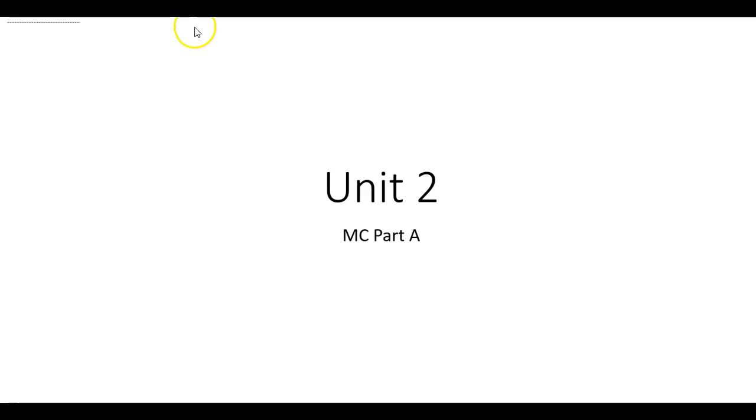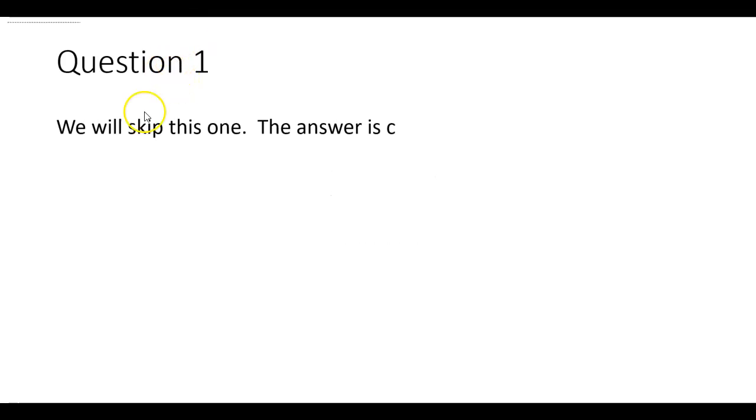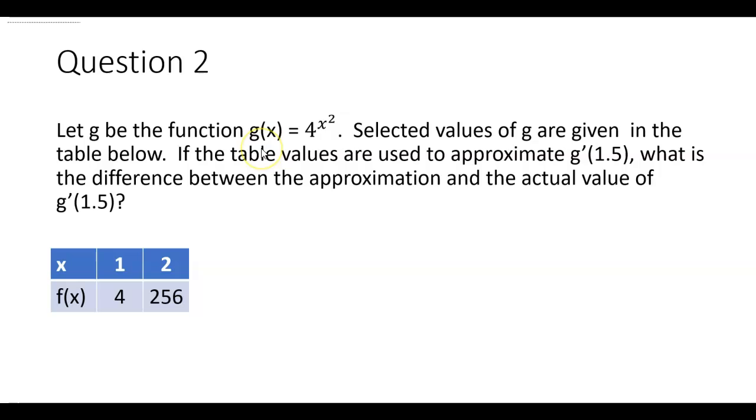All right, guys, so we're moving on into Unit 2. This is the multiple choice part A help video. So once again, just going to go through a few problems to help you guys do your exercises, and let's begin. So we're going to be skipping the first question. The answer is C. But let's go ahead and move on to question 2 here.